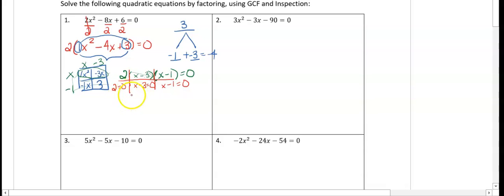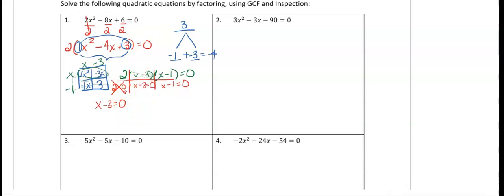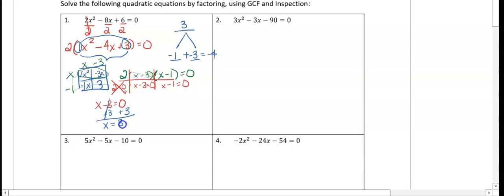So what I'm going to do from here is I have 2 equals 0. Well, that doesn't matter. That isn't true. That's not going to be part of this. And so then I'm going to solve x minus 3 equals 0. And in order to do that, I'm just going to add 3 to both sides. And that's going to get me x equals 3.